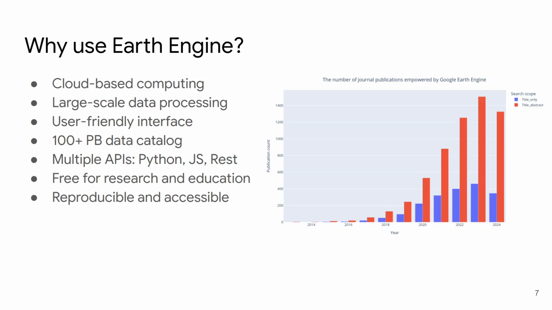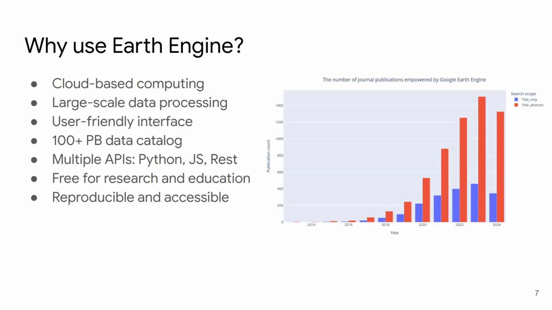I cannot imagine, in the past, if I had to download all the data and process it using my own computing, it would cost thousands of dollars, tens of thousands of dollars every year. So this really opens up the opportunity for us to do a lot of large-scale, global-scale, national-scale studies empowered by Google Earth Engine. And it's reproducible and accessible because you can just click the source code, generate a link, anyone can open it, and then run the source code.